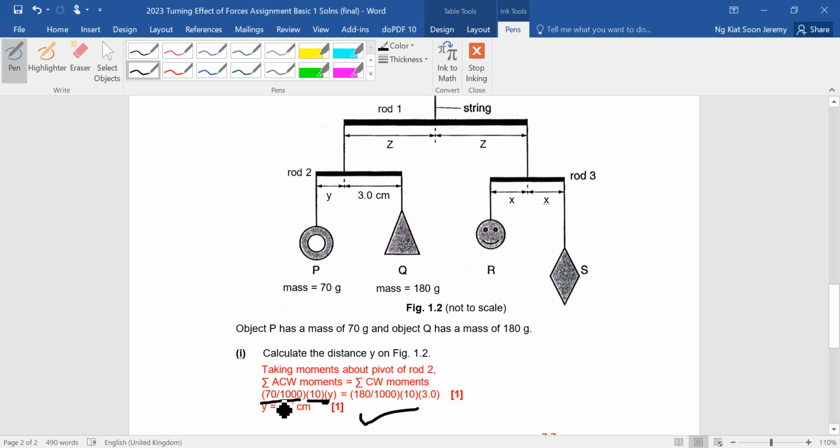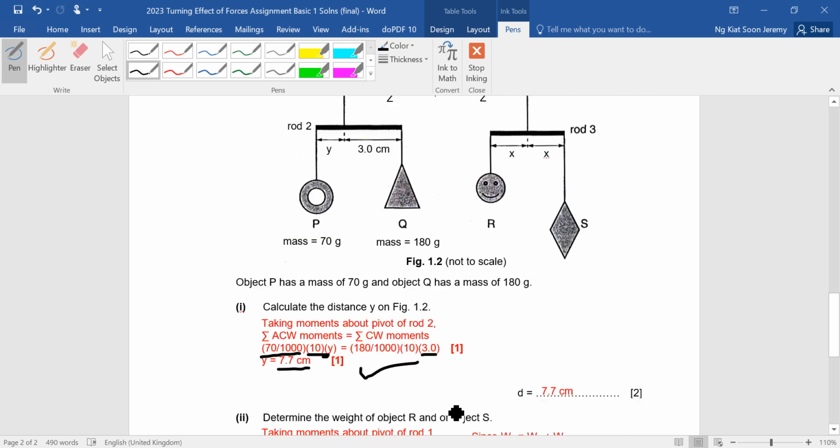Okay, so it's mass times small g, that will give you the weight of, in this case, P, right, multiplied by y, which is the perpendicular distance, and the other side will be the weight of Q times the perpendicular distance of Q. You realize that I left this in cm, which is a bit unusual, except for the fact that I actually expect y to come out in cm. That's why I didn't bother to change this to meters, but some of you changed to meters, it's perfectly fine and acceptable.